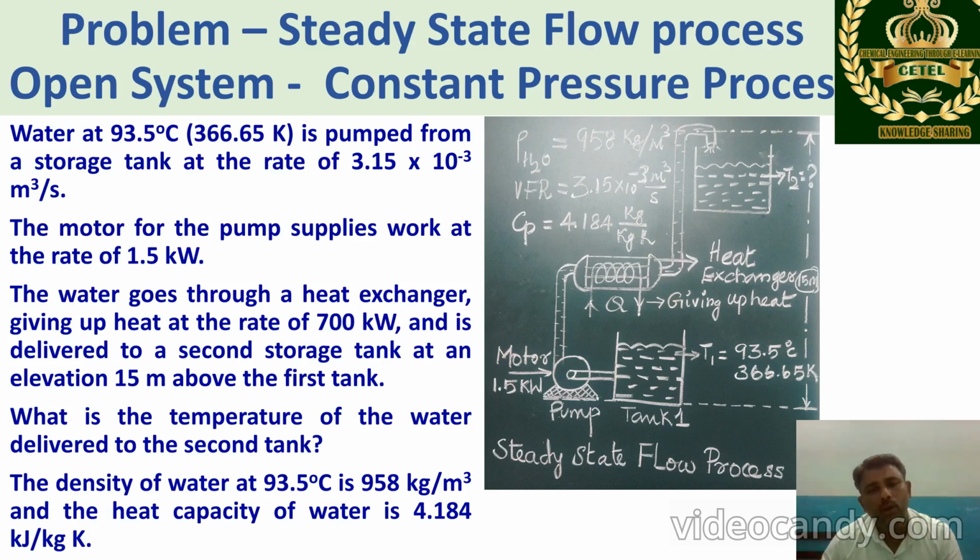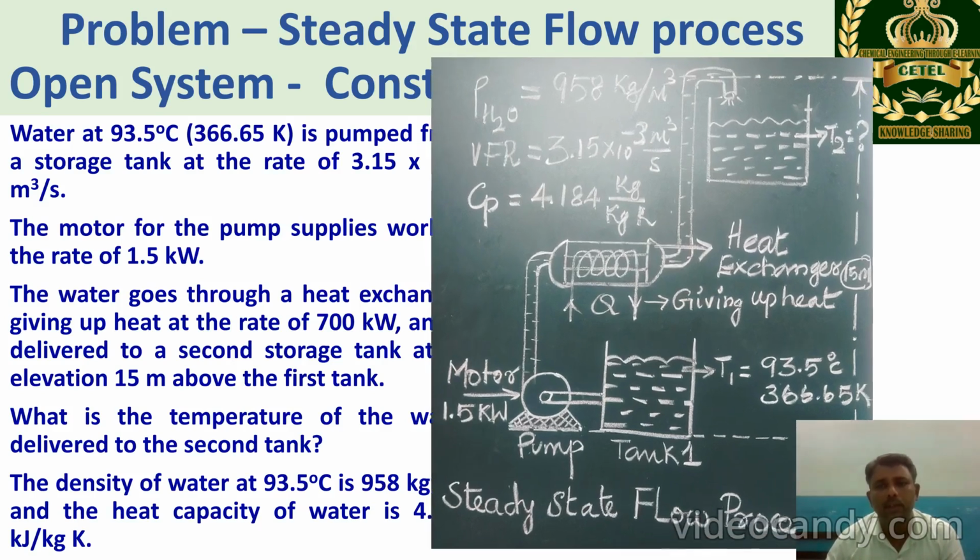The density of water at 93.5 degrees Celsius is 958 kg per meter cube. Moreover, the heat capacity of water is given. It is 4.184 kilojoules per kg degree Kelvin. Now I am going to solve the problem. The picturization of the problem is given in this image.